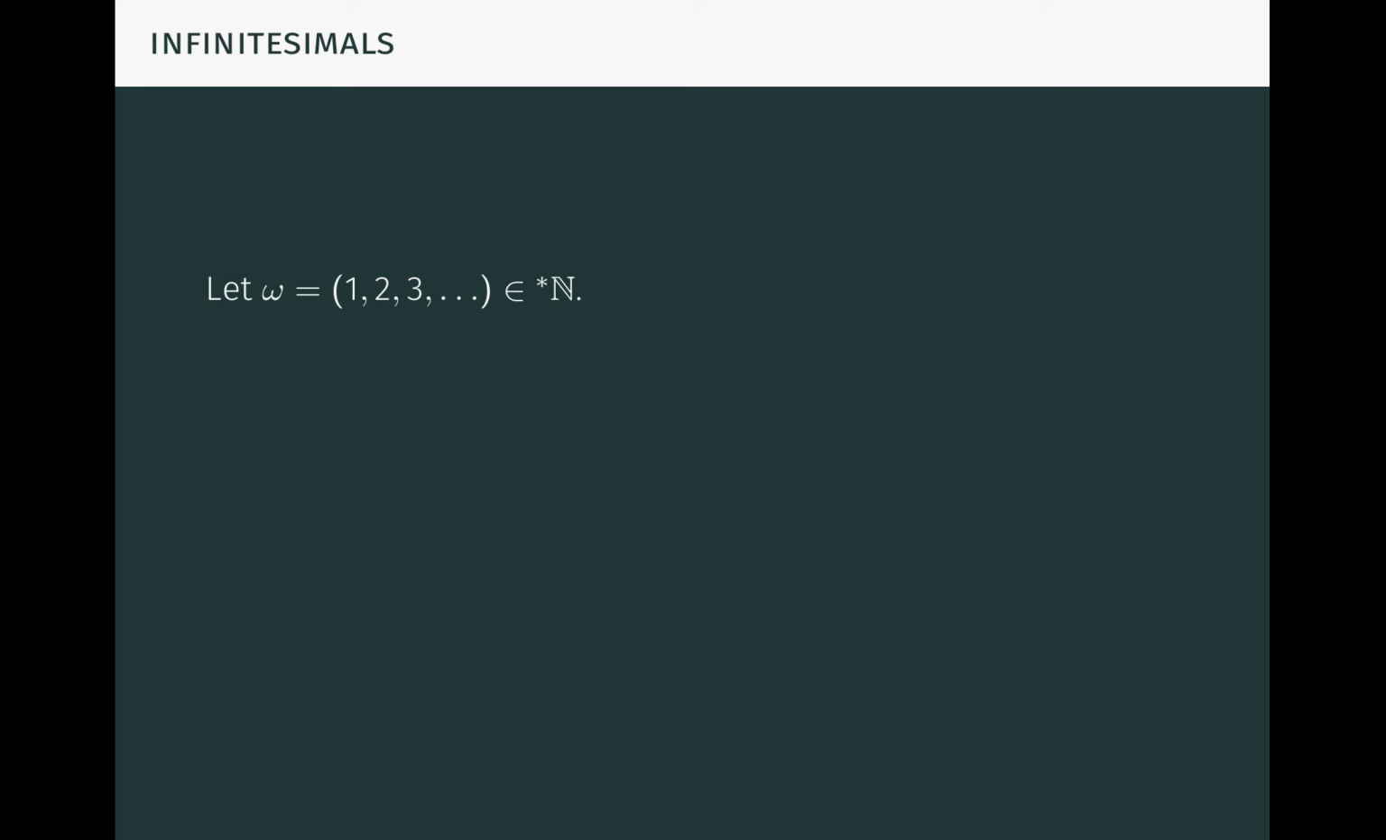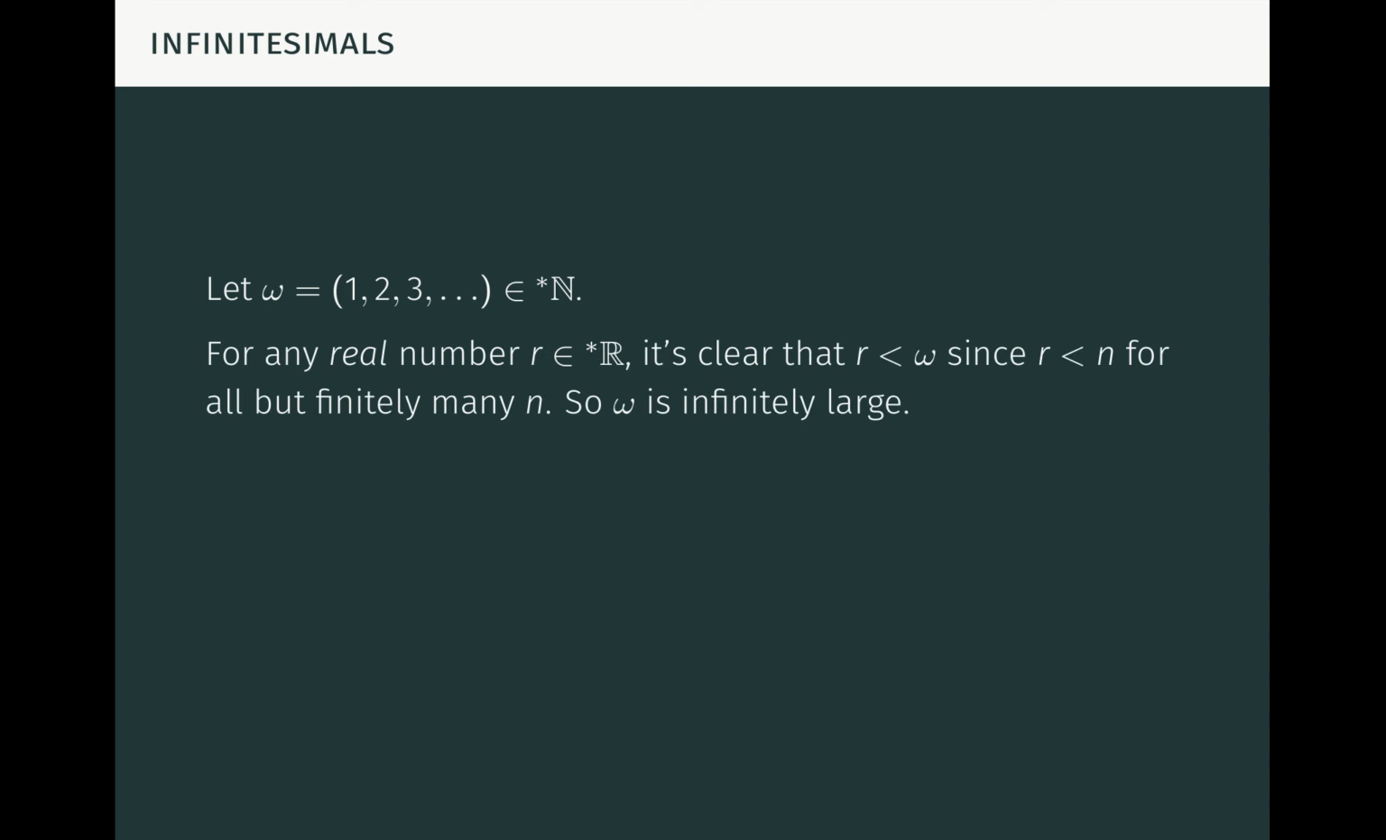Now let's revisit infinitesimals in the context of the hyperreals. First, let omega be the sequence 1, 2, 3, and so on in the extended natural numbers. For any real number R in star R, it's clear that R is less than omega, since R is less than n for all but finitely many n. So omega is infinitely large.